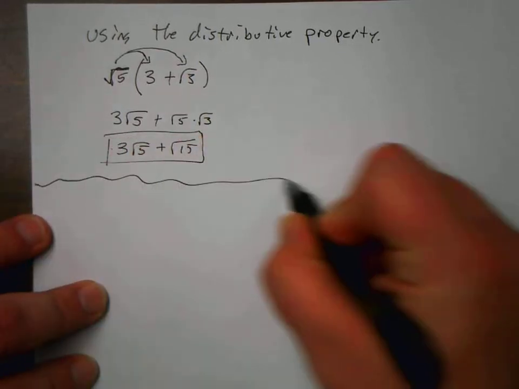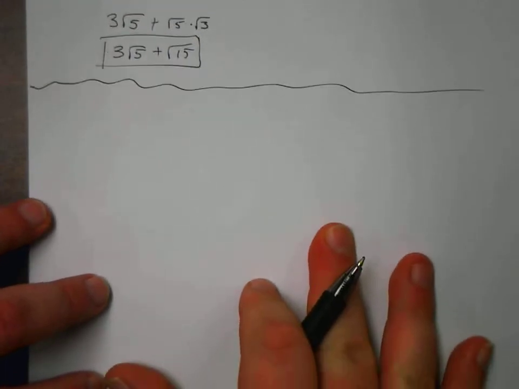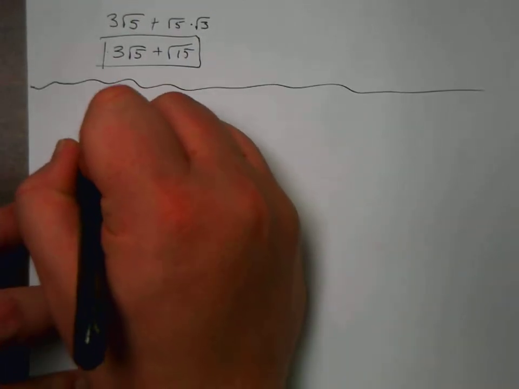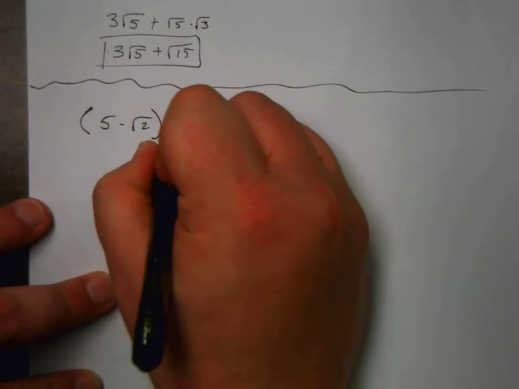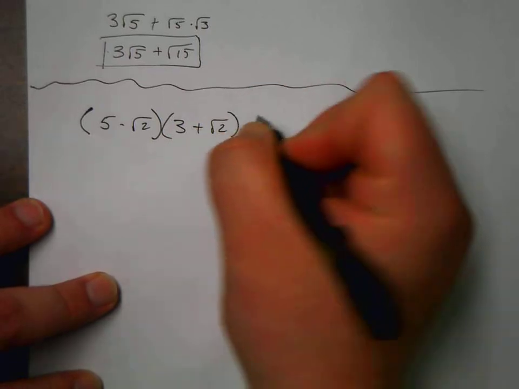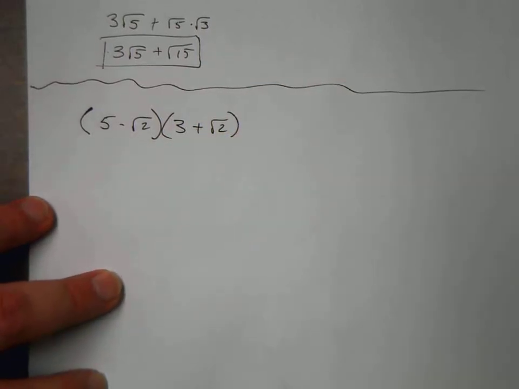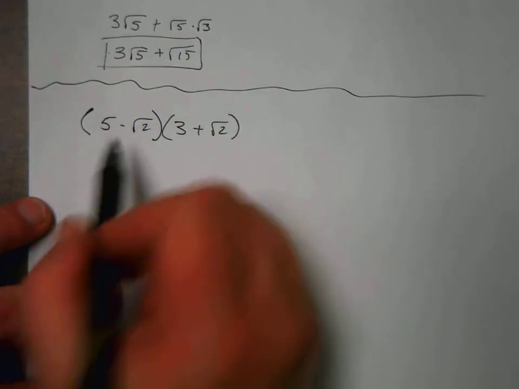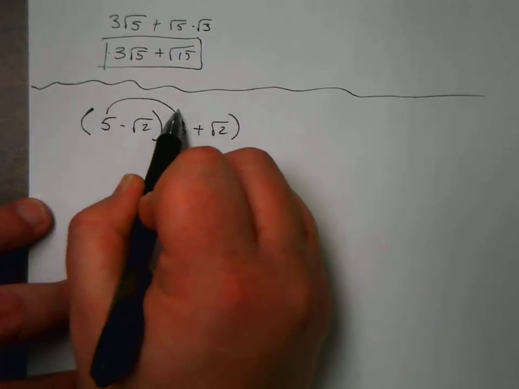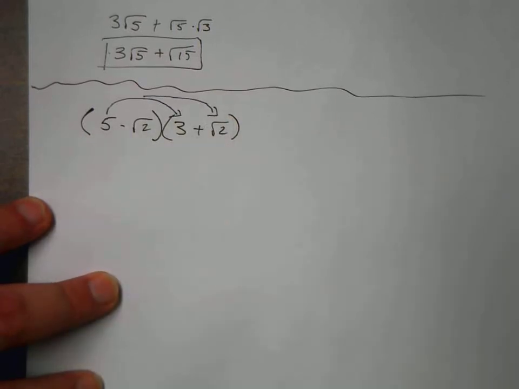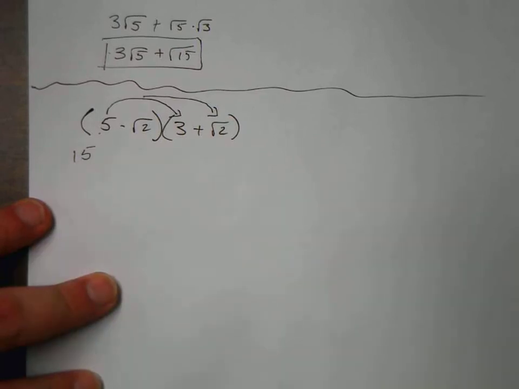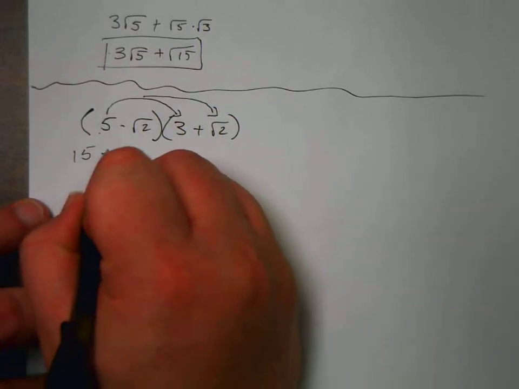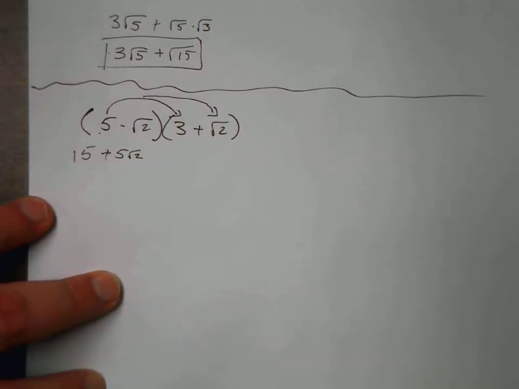Now I'm going to go over one more example. What happens if I have something like 5 minus the square root of 2 times 3 plus the square root of 2? Well, now this is just the distributive property twice. So first off, I'm going to send 5 to both the 3 and the square root of 2. So 5 times 3 gives me 15. 5 times the square root of 2 is a positive 5 square roots of 2.